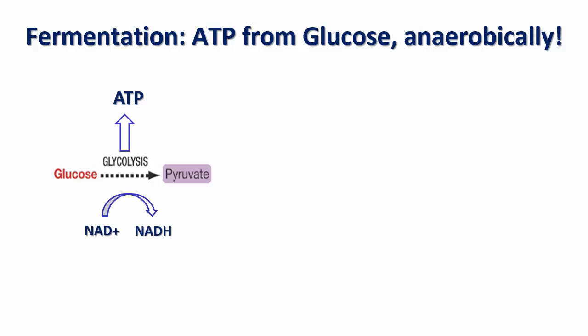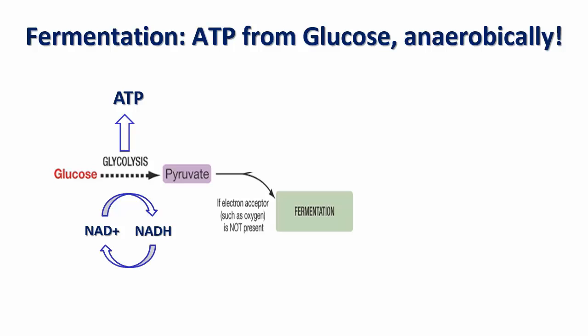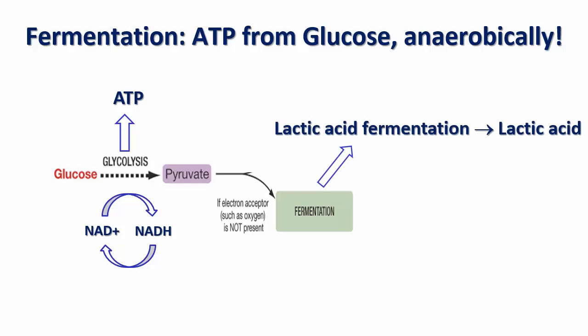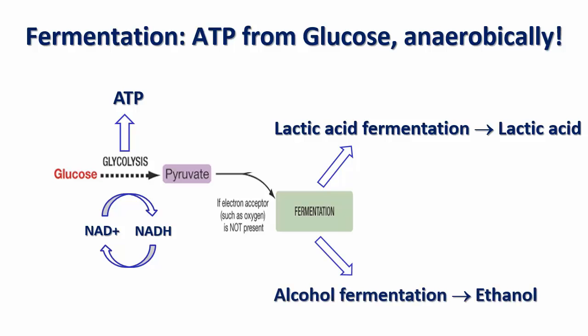They are capable of doing that through fermentation, which is a metabolic pathway that evolved for the purpose of regenerating NAD+ from NADH to keep glycolysis going. Two fermentation pathways are known to exist: lactic acid fermentation, which results in the formation of lactic acid as end product, and alcohol fermentation, which produces ethanol as end product.